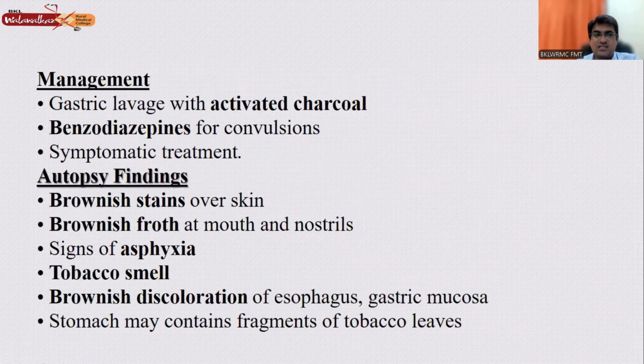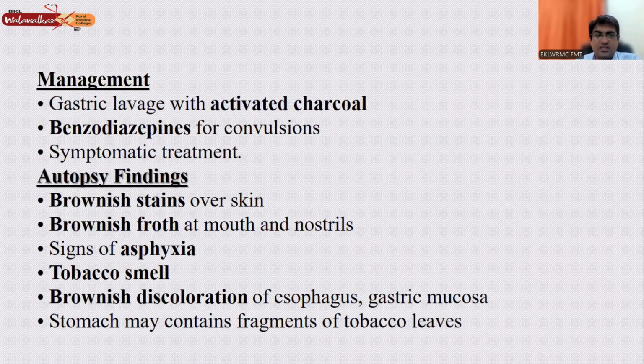How will you manage this case? If you find a case of tobacco poisoning, then you have to give gastric lavage with activated charcoal to these patients. Then you have to administer benzodiazepines for the convulsions, and then treat the patient symptomatically.